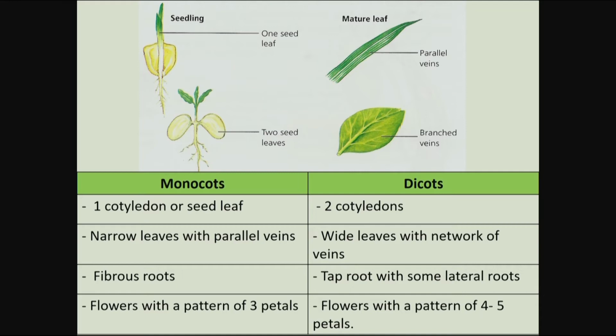And then the roots of monocots, like you look at the root of a coconut tree, they're normally very fibrous roots. And for a dicot, they normally have a taproot, and then from the taproot, you'll find some lateral roots coming out of the main taproot.